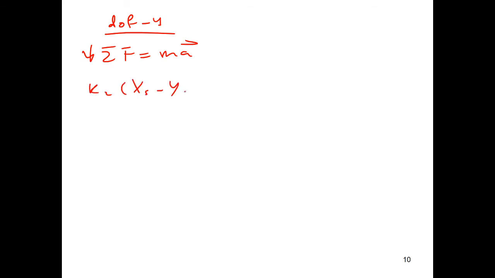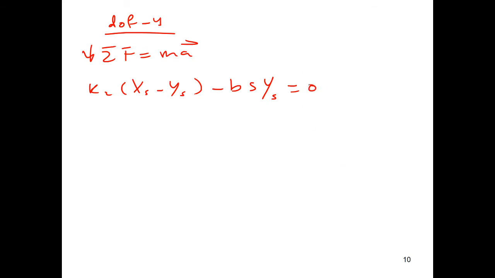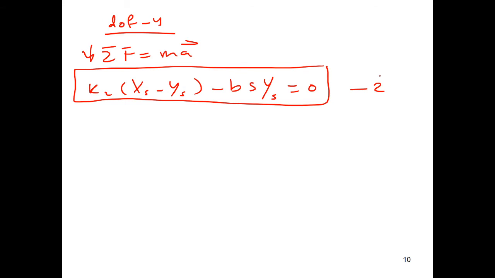Degree of freedom y. Apply Newton's second law. Summation of forces equal mass times acceleration. This is my positive direction force. It's going to be K2 (X(s) minus Y(s)) minus b s Y(s) equal to 0. This is equation number 2. Now, how are we going to derive the transfer function?